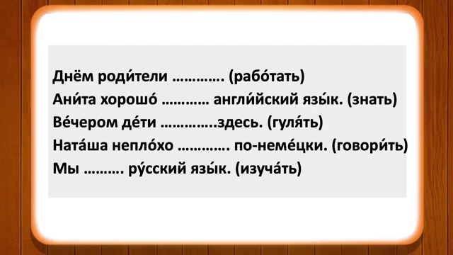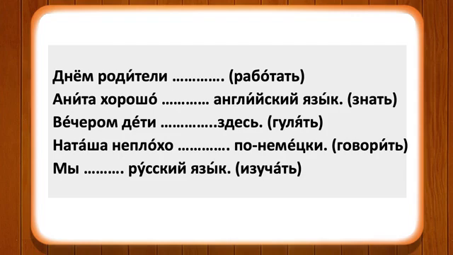The next fill in the blanks is вечером дети здесь. The verb is гулять, which you will be using in the appropriate form according to the word дети, which is the subject in this sentence. Вечером дети, дети is они. So you will conjugate the verb гулять in the они form. So вечером дети гуляют здесь. Вечером дети гуляют здесь.